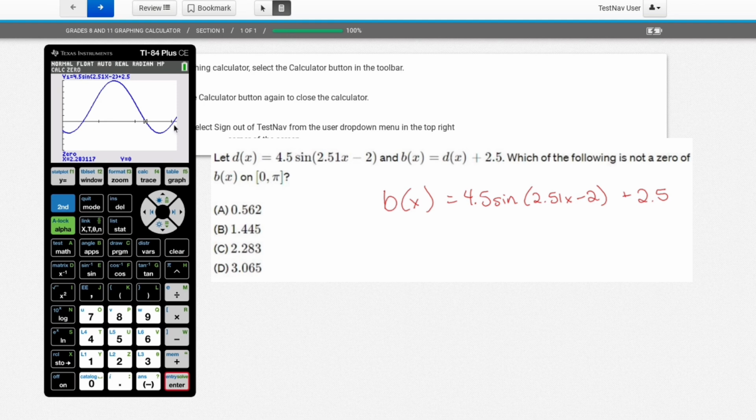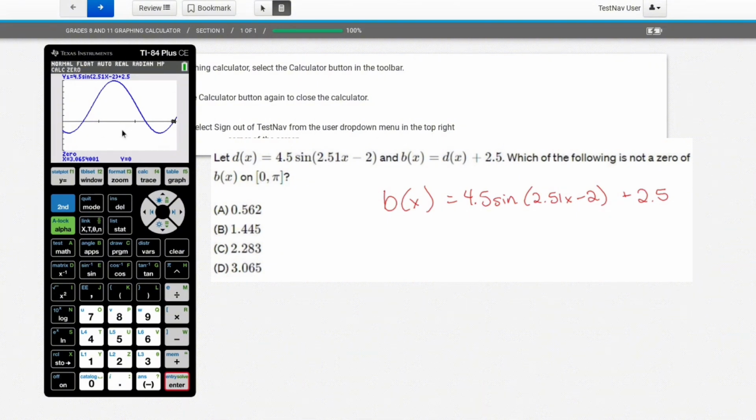So let's find this 3 point whatever it is. Second calc 0. Let's go just to the left of it, just to the right of it, in the little space that I have, hit enter, 3.065. So it looks like the one that wasn't a 0 was 2.